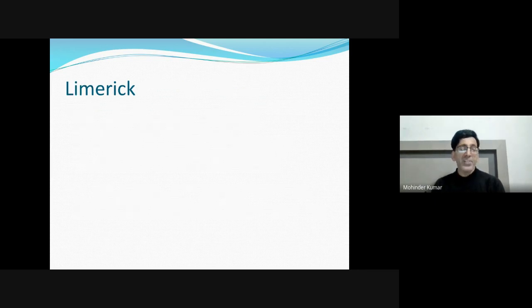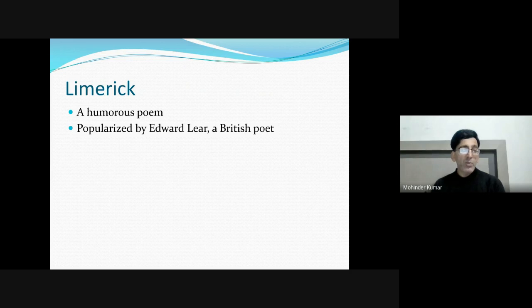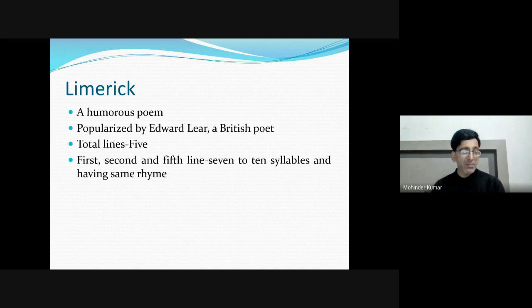Next type of stanzic form is limerick. Now what is a limerick? Actually limerick is a humorous poem. So it was popularized by one British poet, Edward Lear ne usko popular kiya tha. And in a limerick there are total 5 lines, 5 line hoti hain. First, second and fifth line mein kya hote hain, 7 to 10 syllables hote hain, aur unki rhyme scheme same hoti hai.